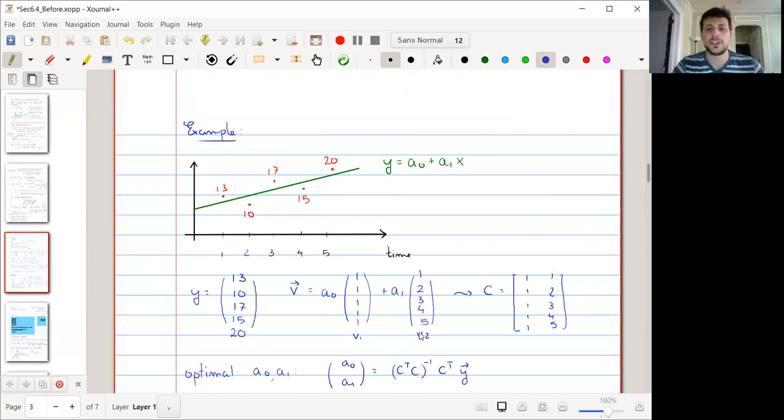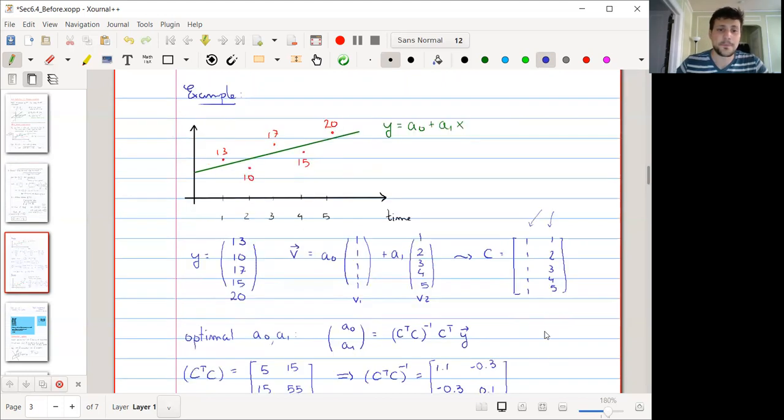So that's my vector V2. These two vectors together give me the matrix C, which is 1, 1, 1, 1, 1, 1, 1, 1, 2, 3, 4, 5. Notice once again that these are linearly independent. So they are a basis for the column space of C, they're a basis for the span of V1 and V2.